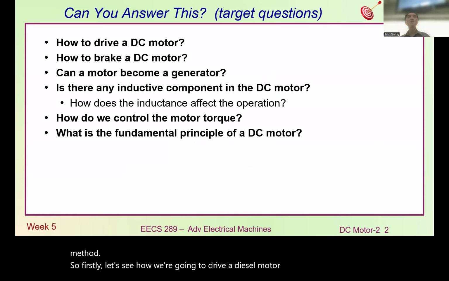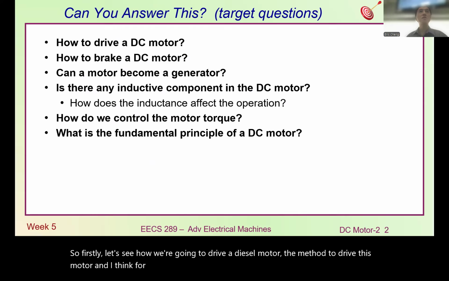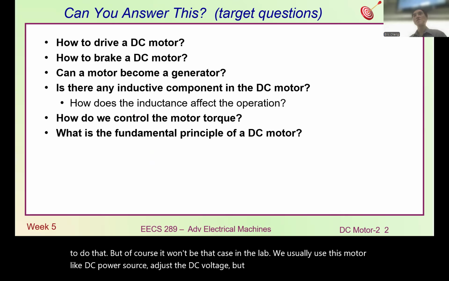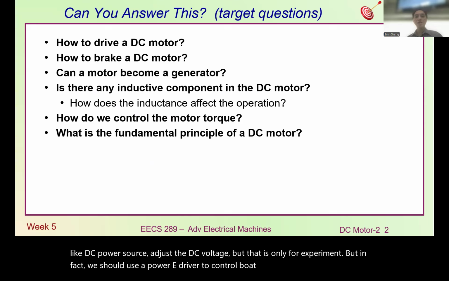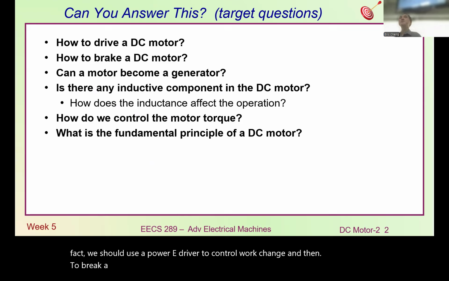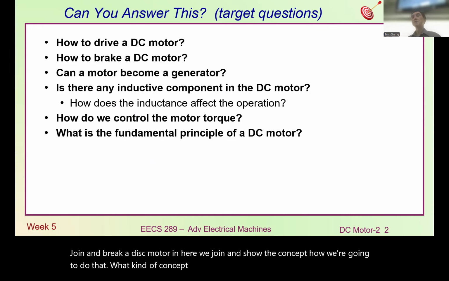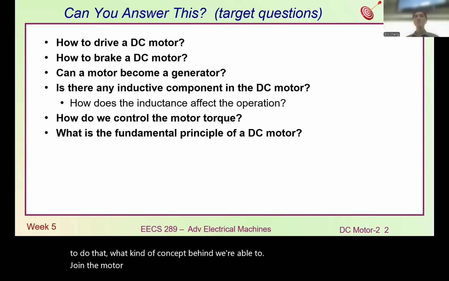The method to drive a DC motor, and I think in the last lecture we mentioned we only use a DC voltage to do that, but of course it won't be that case. In the lab, we usually use a DC power source and adjust the DC voltage, but that is only for experiment. In fact, we should use a power electronics driver to control the voltage. And then to brake a motor, we also need to go through how we're going to control the DC machine, DC motor. So to drive and brake a DC motor, here we try to show the concept, how we're going to do that, what concept is behind being able to drive the motor and brake the motor using a power driver.